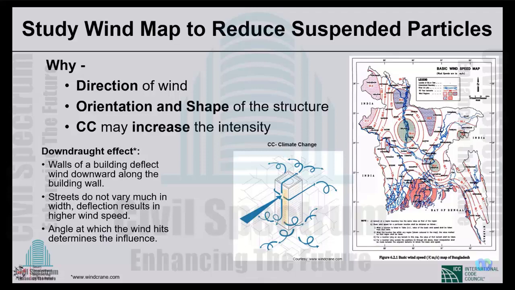So why are the direction of the wind and the orientation and shape of the structure important for reducing suspended particles? As you can see in the picture, when wind hits a building on its full wall face, it will deflect. The roads around the building don't change. They have a fixed width. So that wind gets deflected and flows along that road.